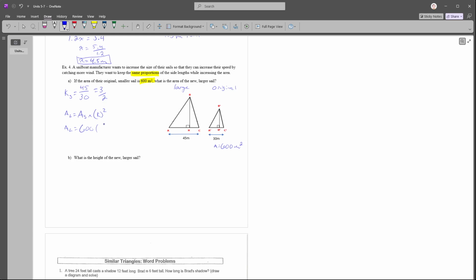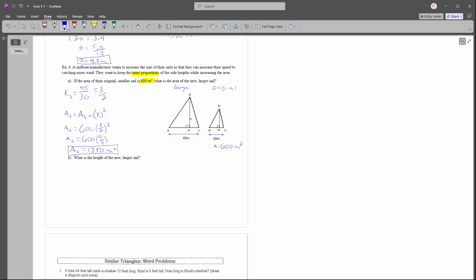What is k? K is 3 over 2, squared. That's the same thing as saying area large is equal to 600 multiplied by 9 over 4. So when you do this, what you're going to end up with is an area large of 1,350 meters squared. And that is the solution. There's nothing else to do on that question. What is the height of the new larger sail?